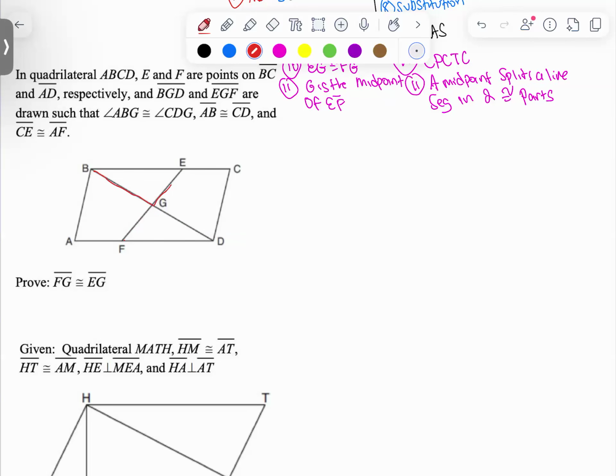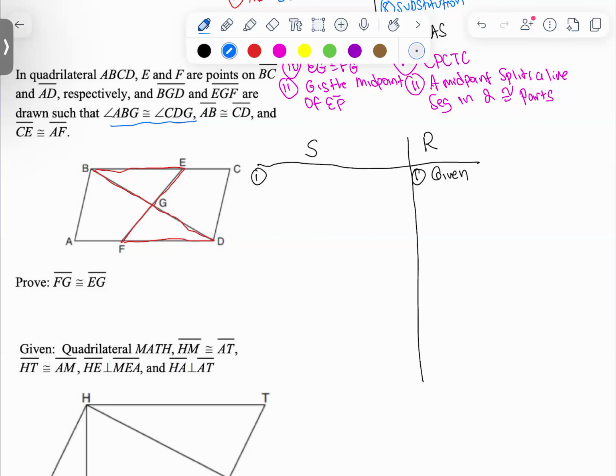Let me just re-highlight these so we can see which triangles we're focusing on, so that we can make sure that the information we're using is going to be helpful to those 2 triangles. And let me start my statement reason chart. Just like in the last one, I'm not going to write down my givens because I don't want to take time and space in this video. And let's read the information and mark it. We know that angle ABG is congruent to angle CDG. We know that AB is congruent to CD. And we know that CE is congruent to AF.